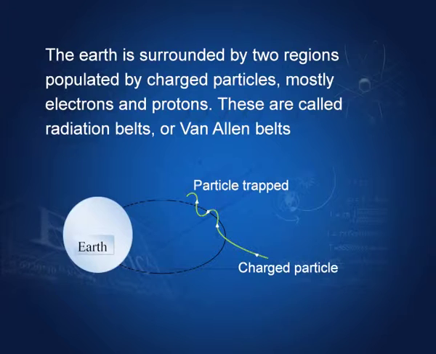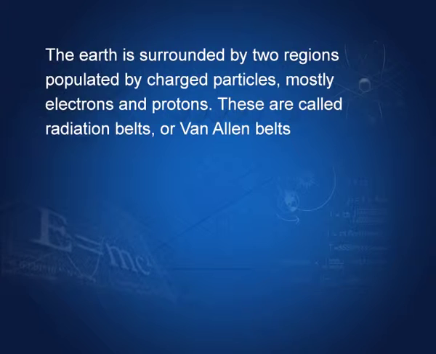The earth is surrounded by two regions populated by charged particles, mostly electrons and protons. These are called radiation belts or Van Allen belts. I think those of you who are interested in space physics would by this time have learnt about these Van Allen belts. They were discovered by the scientist Van Allen, and he found that there are two regions surrounding the earth where there is a concentration of charged particles. These are known as two belts.